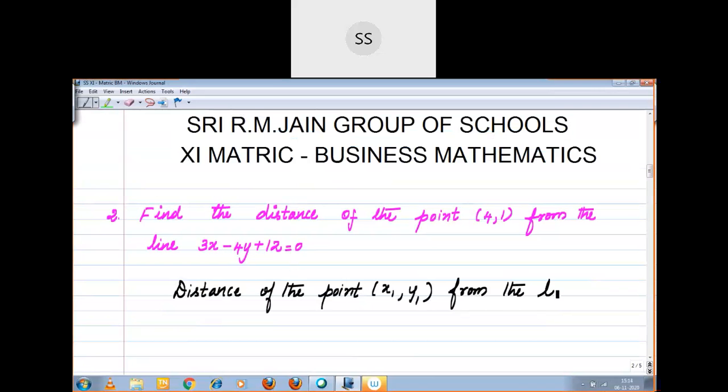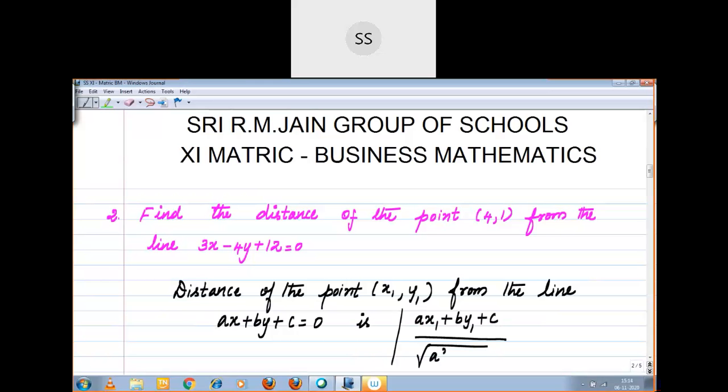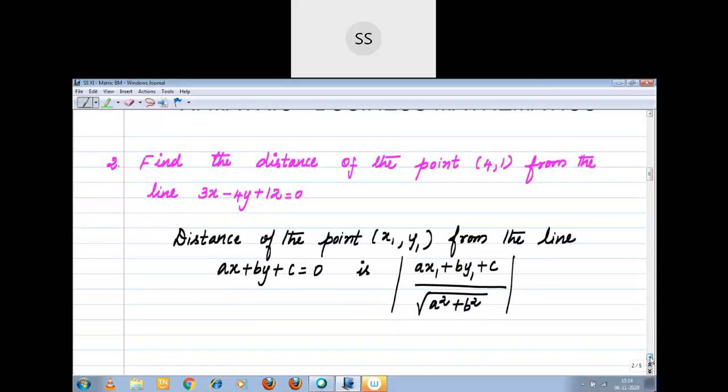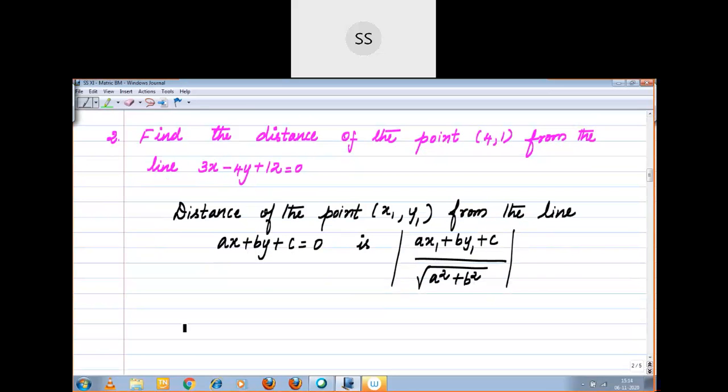What is the general form of the equation of a line? Anyone? Yeah, very good. Ax plus by plus c is equal to 0 is modulus of ax1 plus by1 plus c divided by square root of a square plus b square. Here the x and y should be replaced by the point x1 and y1. Now, this formula we are going to use and find out the distance, right?